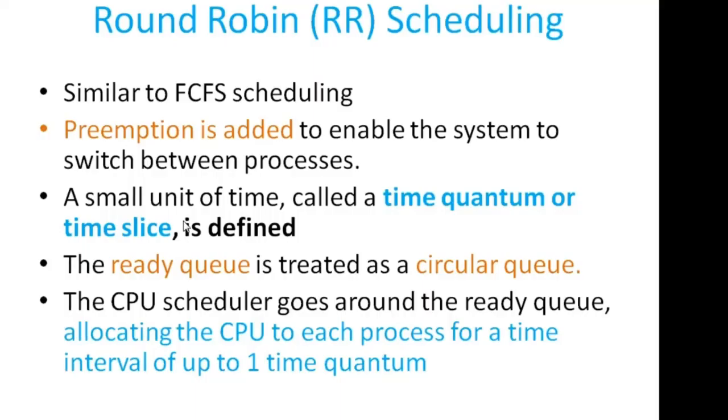Hello students, in today's session we are going to learn round robin scheduling. Round robin scheduling works by defining a time quantum for every process. Whatever process is inside the ready queue, it will allot a time quantum for every process. So every process will be executed for that particular time quantum.